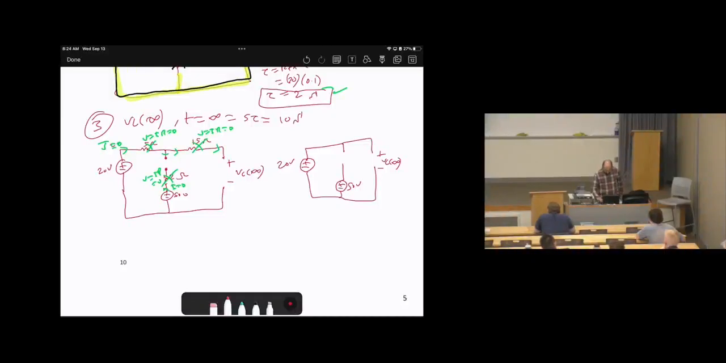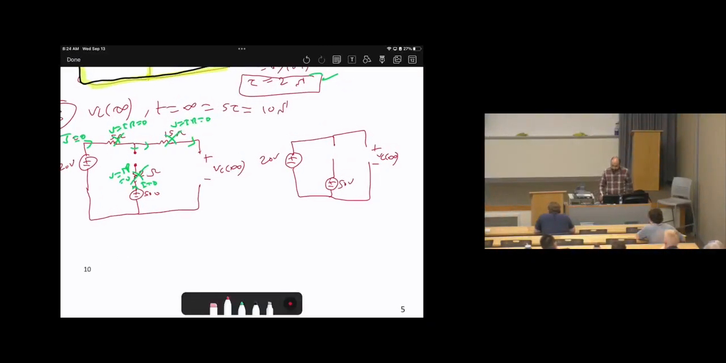Now, with this one, how can I calculate VC of infinity? Can I do KVL here? Yes, but there is unknown of this voltage. I'm going to call it Vx. Vx is unknown. So I don't think it's a good idea to apply KVL here. I can do KVL, this one, to find Vx. Then I can do another KVL here to calculate VC of 0. But this will take a lot of time.